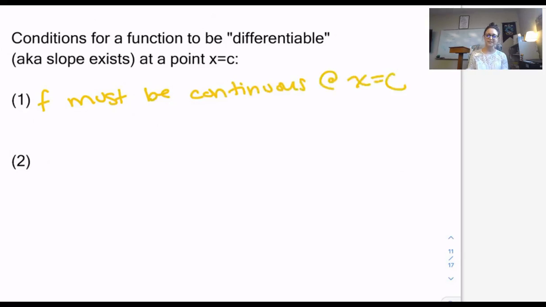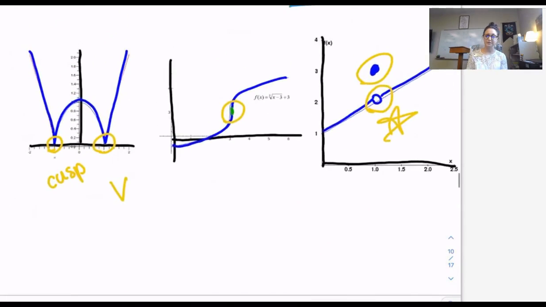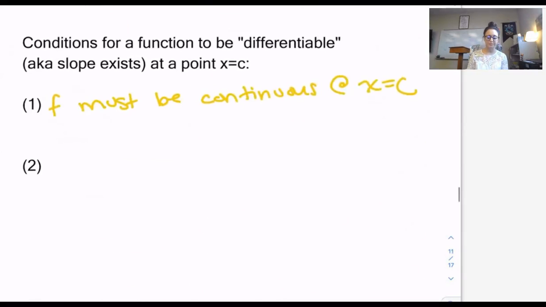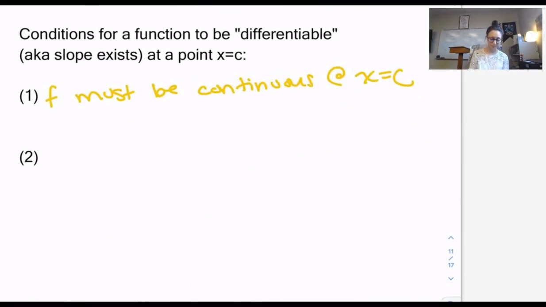at x equals c. Okay, but it was not enough for f to be continuous, right? Because if I take a look at these first two graphs, they were both continuous, but they failed to be differentiable at a few points, right? So in addition to being continuous, we also have to have our function be what mathematicians call smooth, okay?